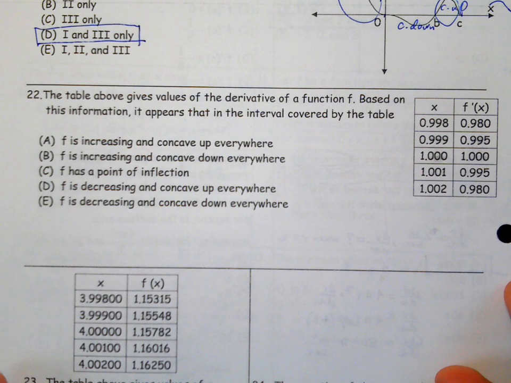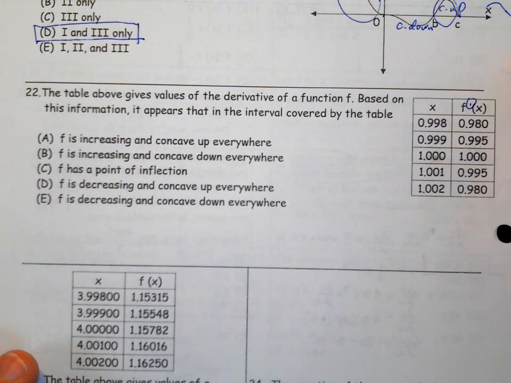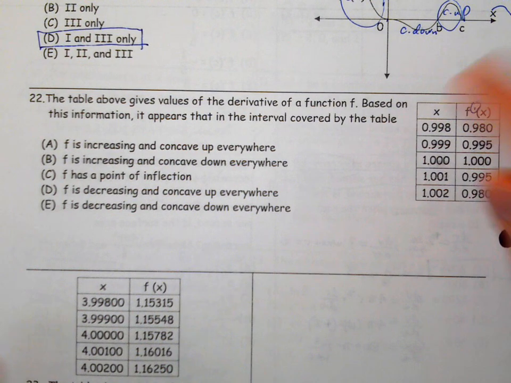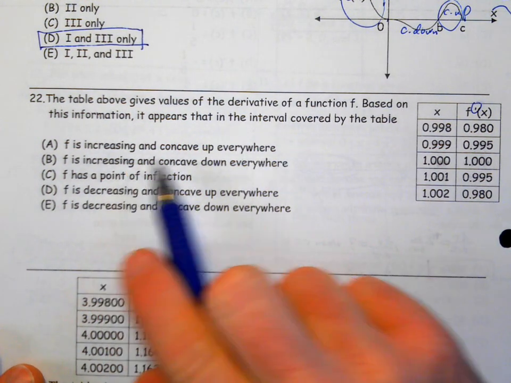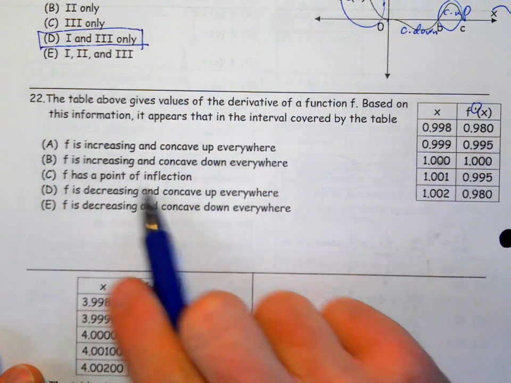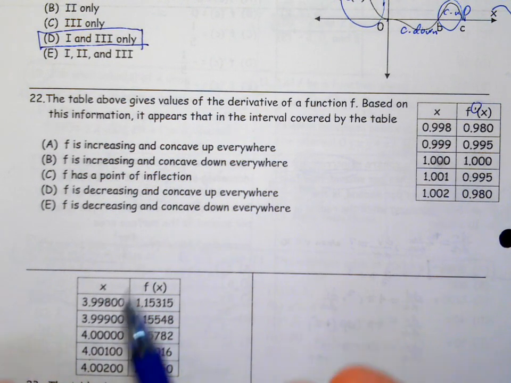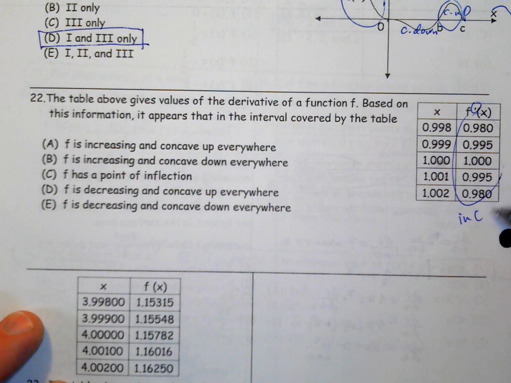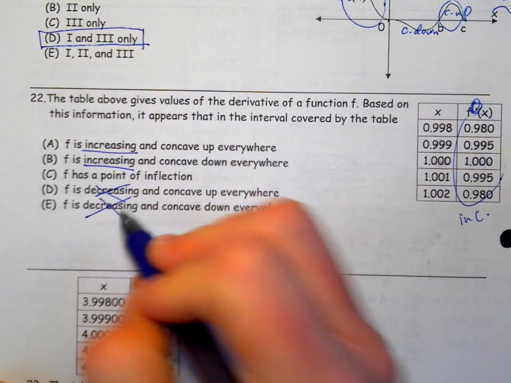22, the table above gives the values of the derivative f prime. Based on this information, it appears that in the interval covered by the table, f is increasing and concave up everywhere. F is increasing and concave down everywhere. F has an inflection point. F is decreasing concave up everywhere. F is decreasing concave down everywhere. So the first thing to look at is that all of these are positive. So that this is derivative. So that means it's increasing everywhere. So I'm going to go with increasing, increasing, not decreasing, not decreasing.